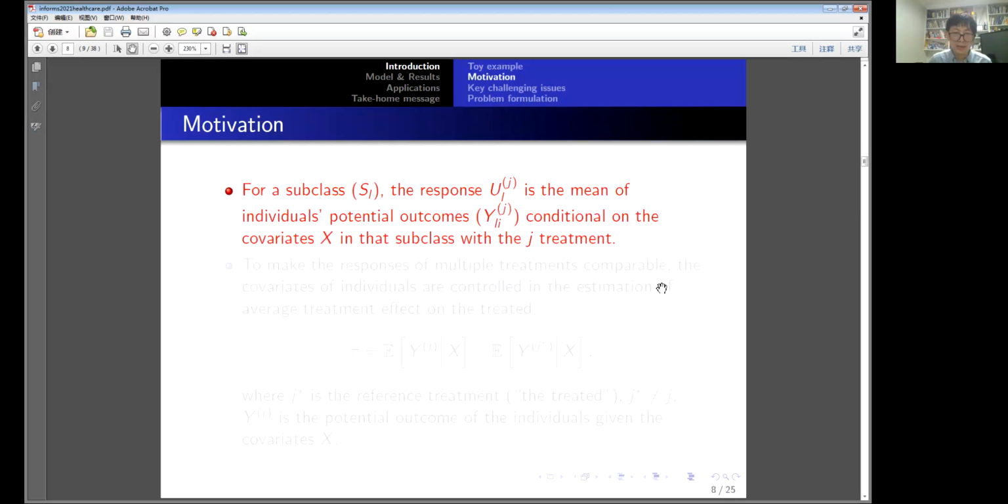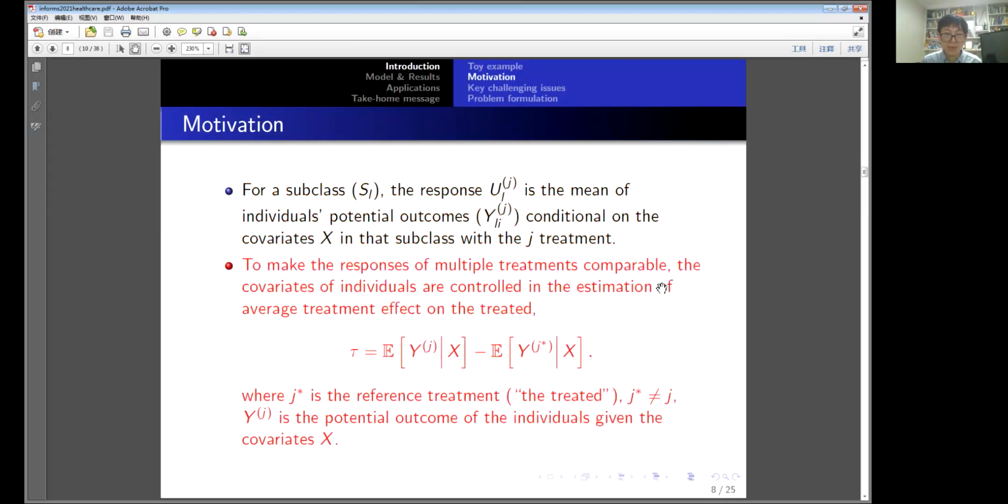For a subclass S_L, the response U is the mean of individual potential outcomes, conditional on the covariates X in that subclass with the j-th treatment. To make the responses of multiple treatments comparable, the covariates of the individuals are controlled in the estimation of the average treatment effect on the treated, where j is the reference treatment and Y_j is the potential outcome of the individuals given the covariates X.